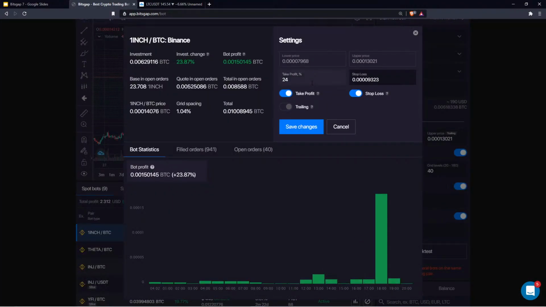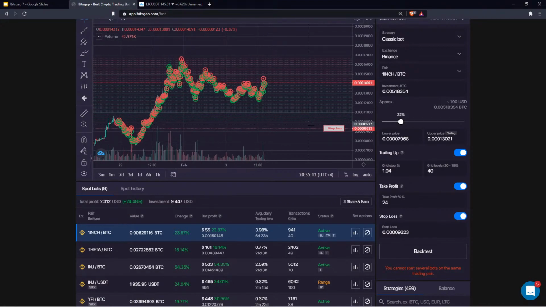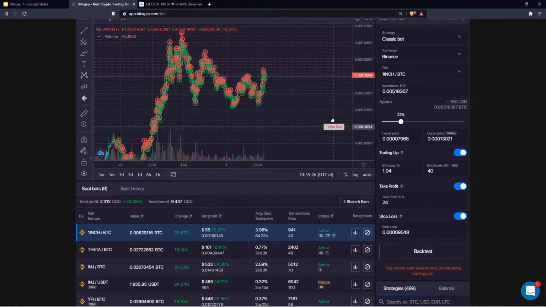But you can always change this. You can switch off the take profit, or you can switch it on later. That's clearly something up to you. Same applies to the stop loss. And by the way, you can plot the stop loss even within the trading range. Previously, it was not possible. Like 2 months ago, it was not possible. It was only possible to plot the stop loss below the trading range. But now you have this opportunity to plot it anywhere below the current market price.